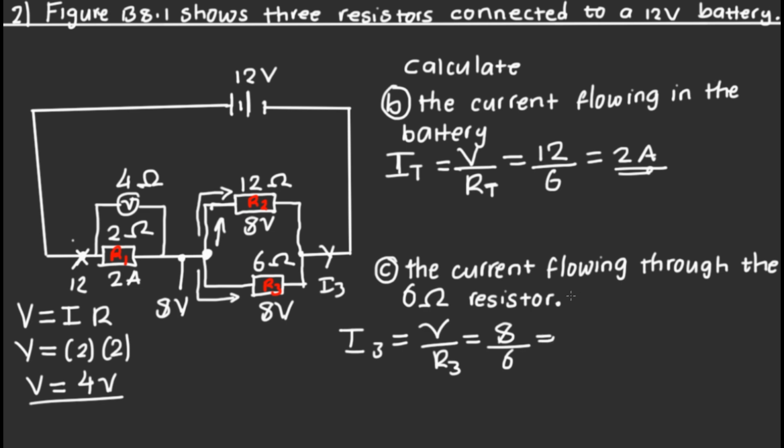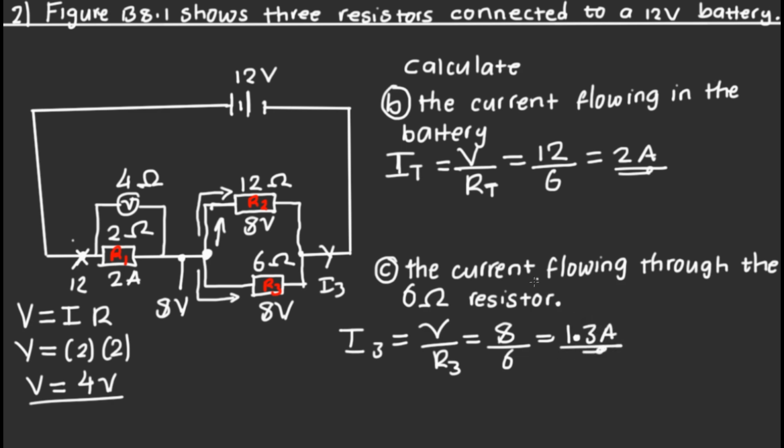So 8 divided by 6, getting 1.333 recurring. So I'll just say 1.3 amps. So this is our final answer.